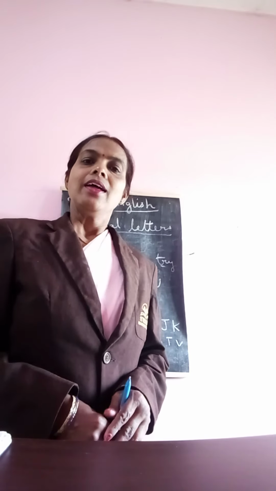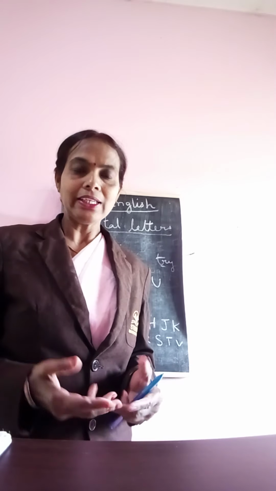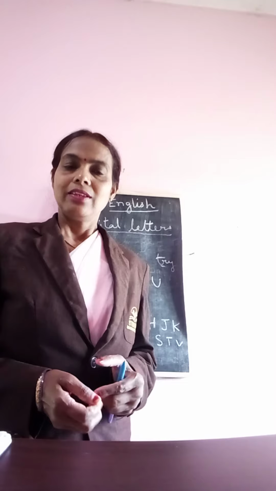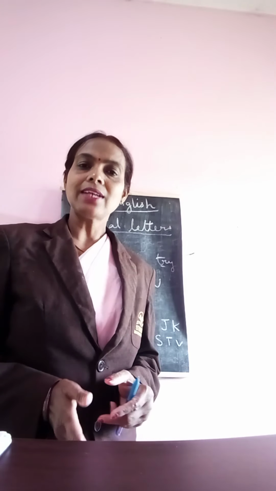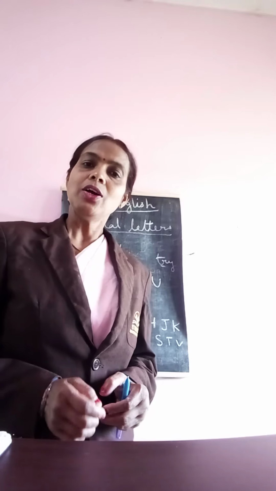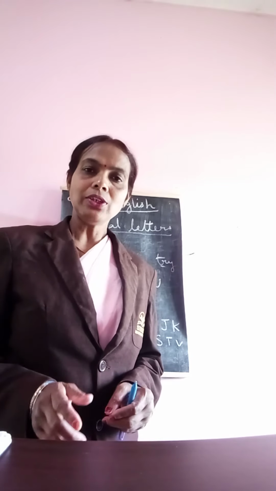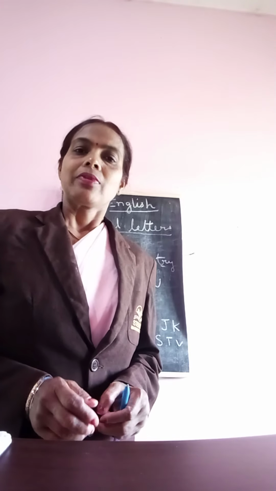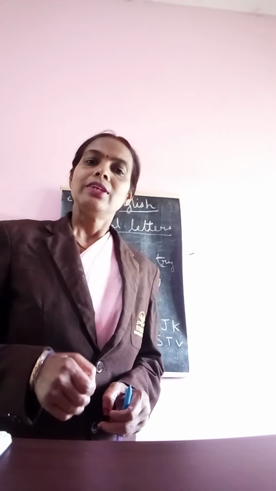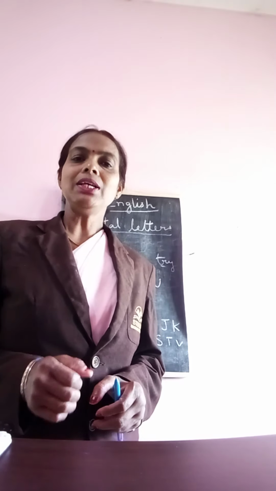So children, now what have you learned today? Today we have learned about the English language. How many letters are there in the English alphabet? There are 26 letters, and each letter has its own sound. We have read about the sounds. I want you to repeat the sounds with me.